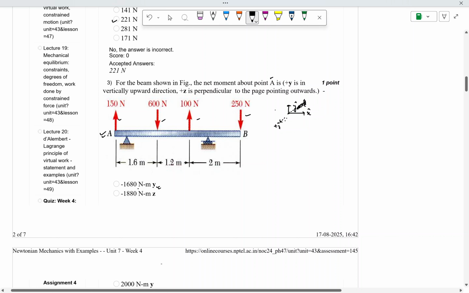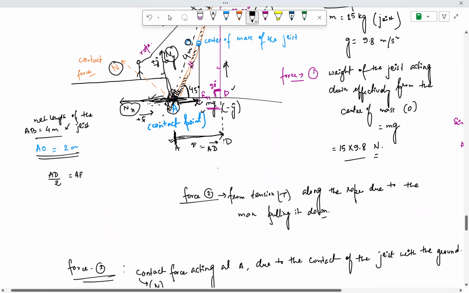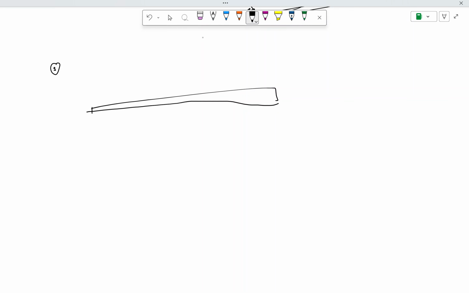So first of all, let me get the values. Right, so there is 150, 600, 100 and 250, and then this is 1.6, 1.2 and 2. So let us draw now below the free body diagram for this. So you have this entire beam.